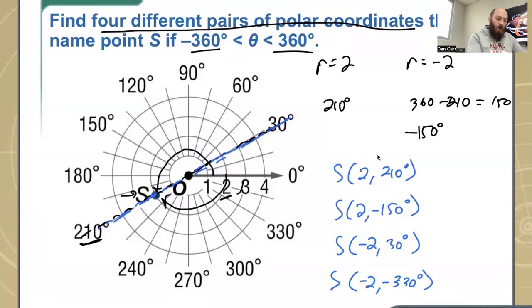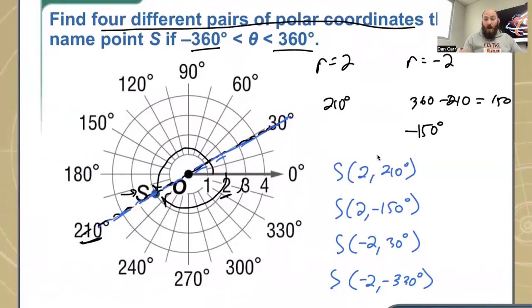Okay. So again, we get 4 possibilities to get to point S based on either positive or negative r's, and then also positive or negative angle measures. And don't forget, if you're doing a negative r, that means you have to go to the opposite side of the circle in order to get that.